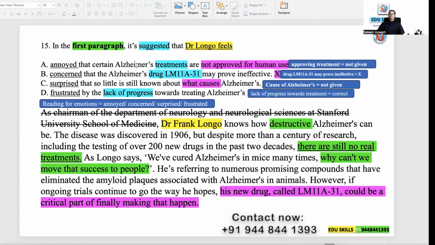So you see, first one, annoyed that certain Alzheimer's disease treatments are not approved for human use. Approving treatment is not given. Okay, approving or disapproving treatments is not mentioned in the paragraph. Second one, drug LM11A31 may prove ineffective. That is the opposite. The text says effective, this says not effective. Ineffective means opposite. Third option, cause of Alzheimer's, not given. What is the cause of Alzheimer's is not given here in this text. So fourth one, lack of progress towards treatment. Correct. Frustrated by lack of progress. At the end also he says, if it continues, hopes, it's only a hope. So ultimately frustration. Reading for emotions.